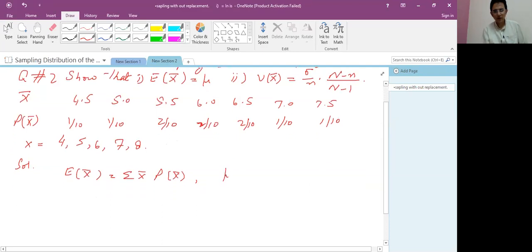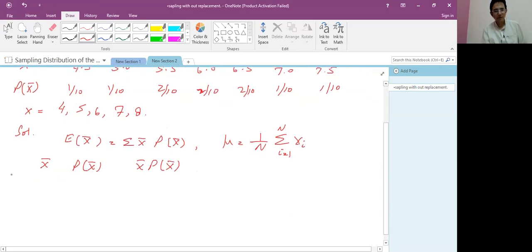And what is mu? Mu is equal to 1 upon n summation xi, where i runs from 1 to n. So first we determine the sample mean. It means x bar into p of x bar. When we multiply them together, this is called the sample mean, x bar into p of x bar. The values of x bar are 4.5, 5.0, 5.5, 6.0.